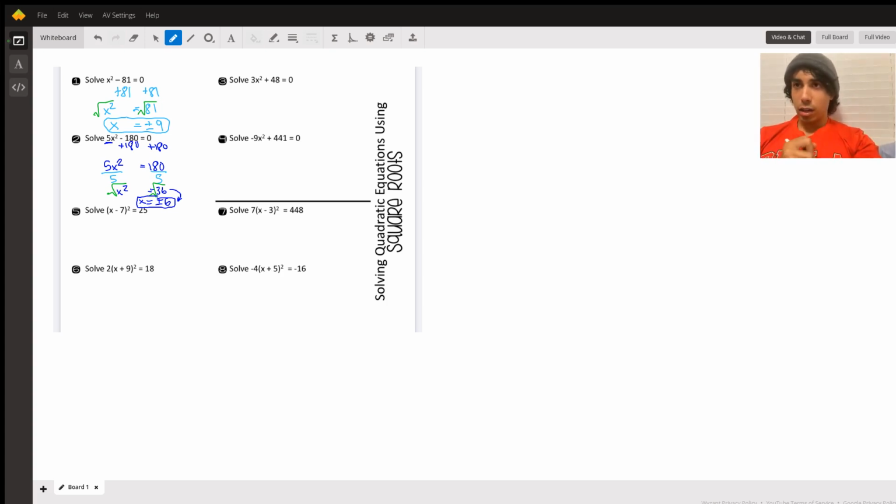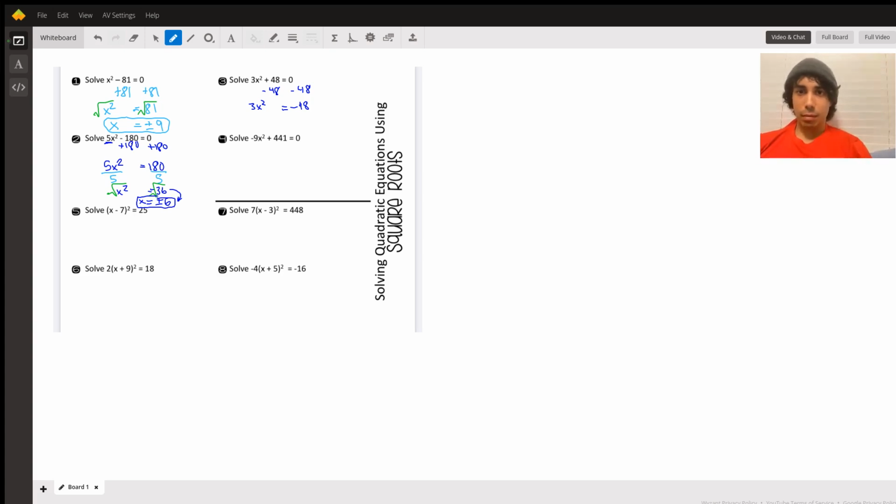This one is interesting. Okay, so notice that we need to isolate the thing that is being squared. So we are going to subtract 48 on both sides. Remember, we do our addition and subtraction first, and then we will do our multiplication and/or division. So we subtract 48 on both sides, and then we're going to divide out that 3.